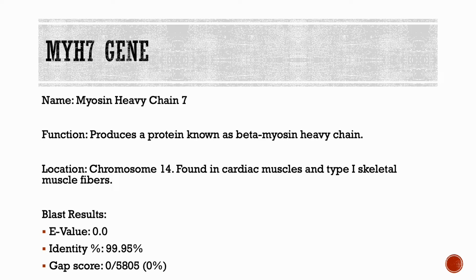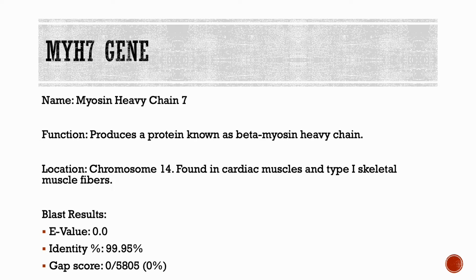The function of this gene is to produce a protein which is known as beta myosin heavy chain. It doesn't always happen that way where it produces that protein. This type of gene is a missense mutation. It is located mostly on chromosome 14. They found some bits and pieces on other chromosomes, but I don't think it was really that important to include, since it's just bits and pieces.